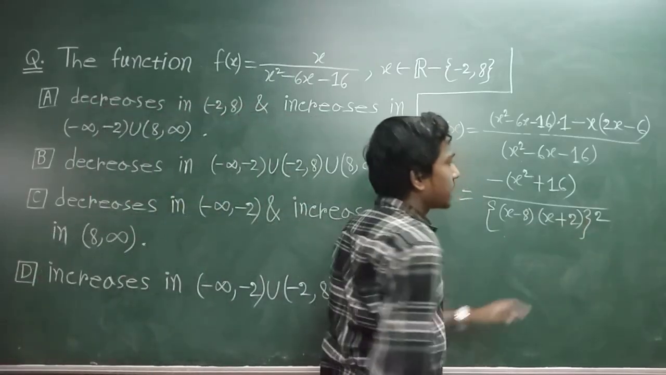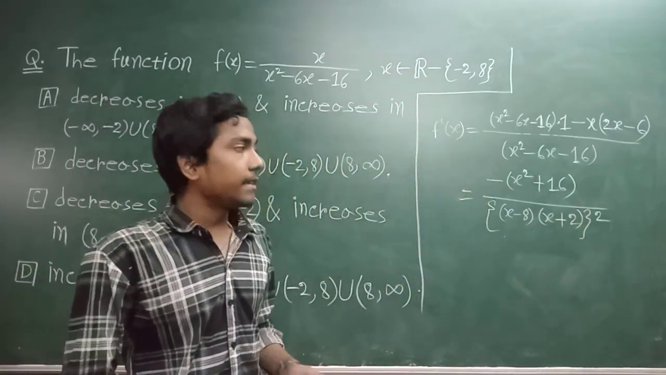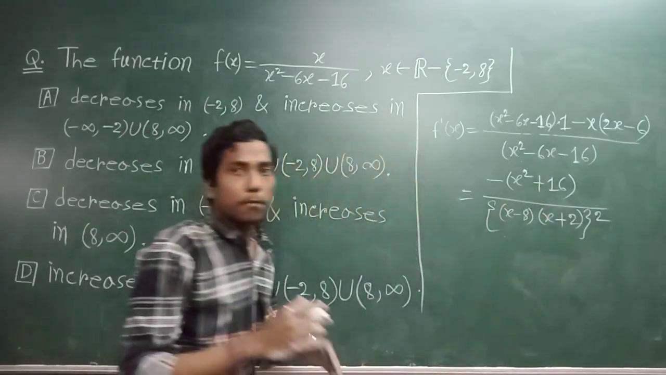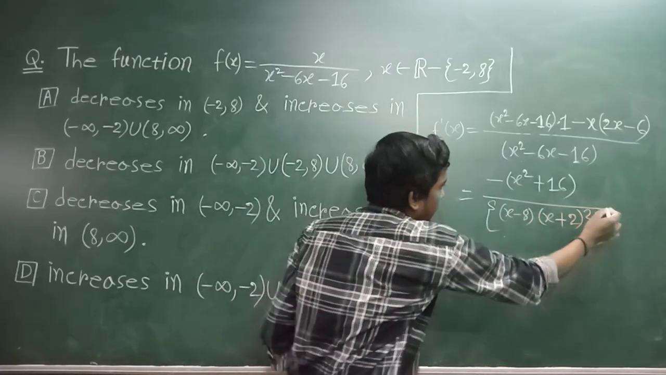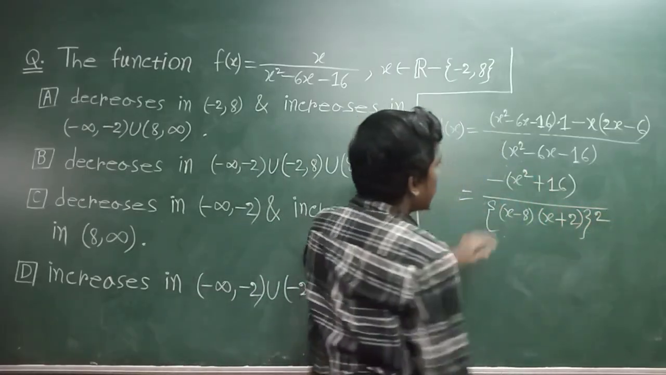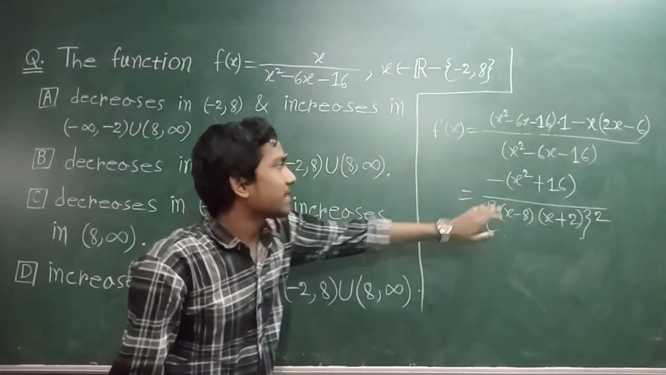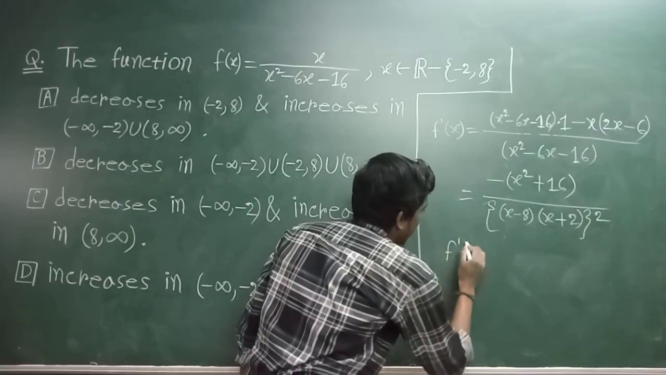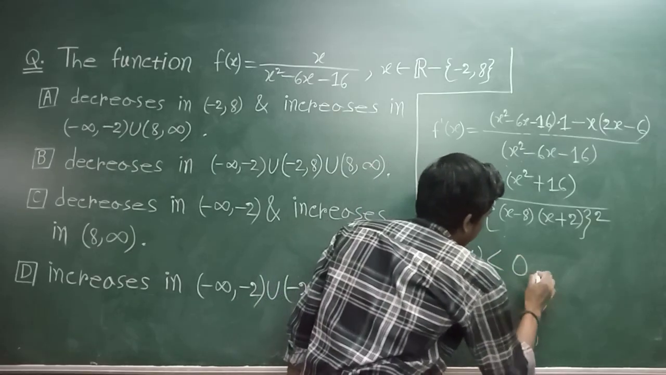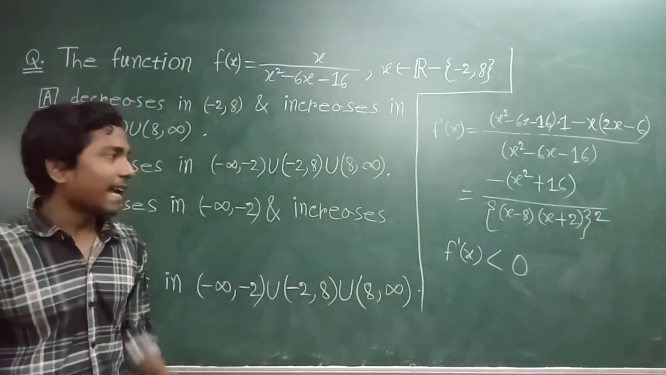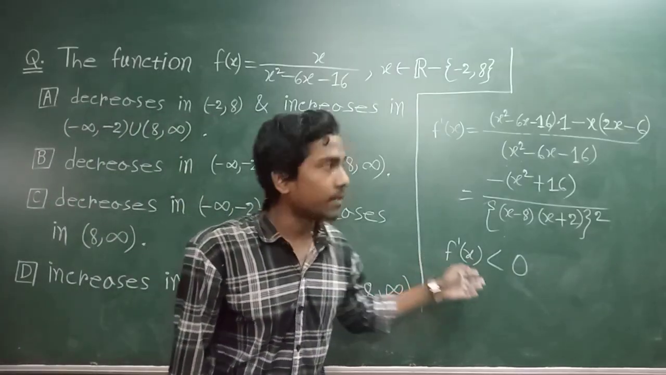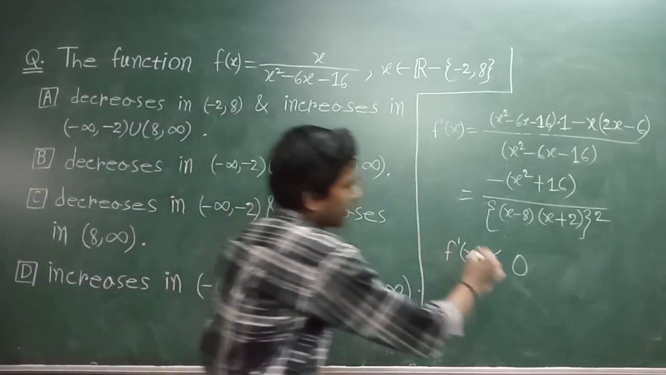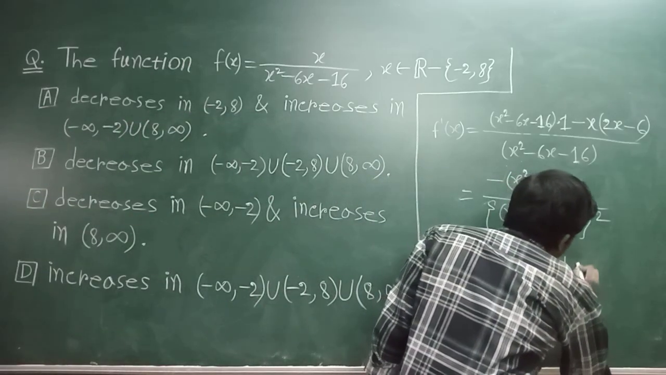Also, the denominator itself is a square number, so it is also a non-negative number. So both the denominator and numerator are positive. Obviously, this entire expression will be greater than 0. But there is a negative sign. Thus, this entire expression, that is f dash x, becomes negative. And you know when f dash x is negative, the function is decreasing in nature. This implies that the function is decreasing in nature.